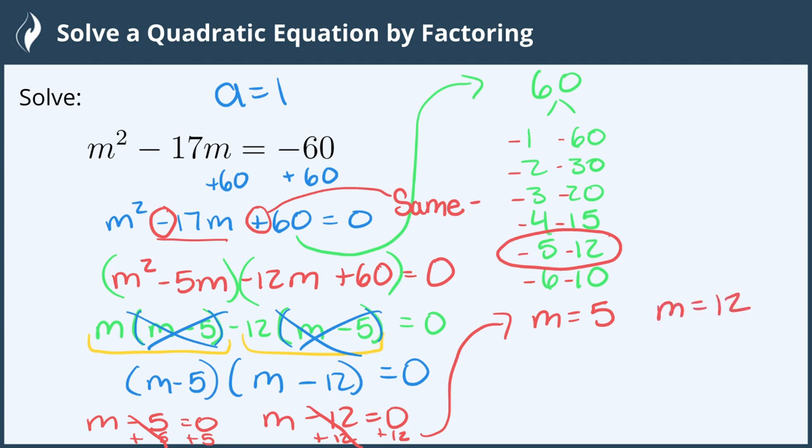12. So our two answers are m equals 5 and m equals 12. These are the two numbers that will make this quadratic equation equal 0, and we're all done.